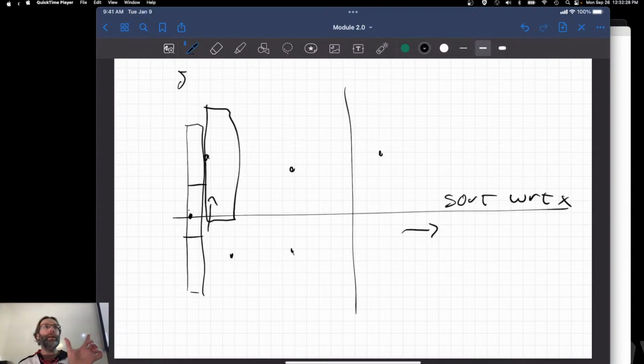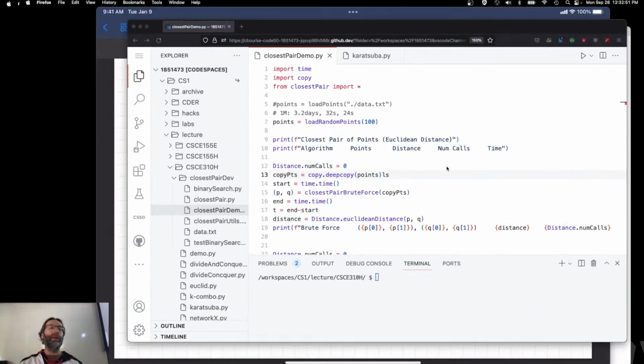And each time you find a new one, the slice gets smaller and smaller, right? The slice both in the x direction and in the y direction gets smaller and smaller and smaller. So you are cutting down the work as you move along here. Now, in the worst case, I do think that this is still going to be order n squared. But in practice, it's going to be just as good as the divide and conquer method. That was my theory anyway.